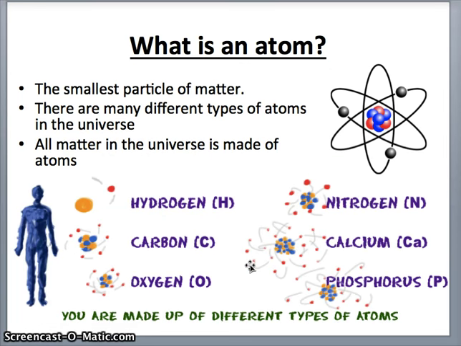What is an atom? So an atom is the smallest particle of matter, and there's many different types of atoms in the universe. In your body, you have many types of atoms as well. So these are some pictures and some examples of some atoms that are a part of your body. Everything in the universe, whether it's living or non-living, is made out of atoms.